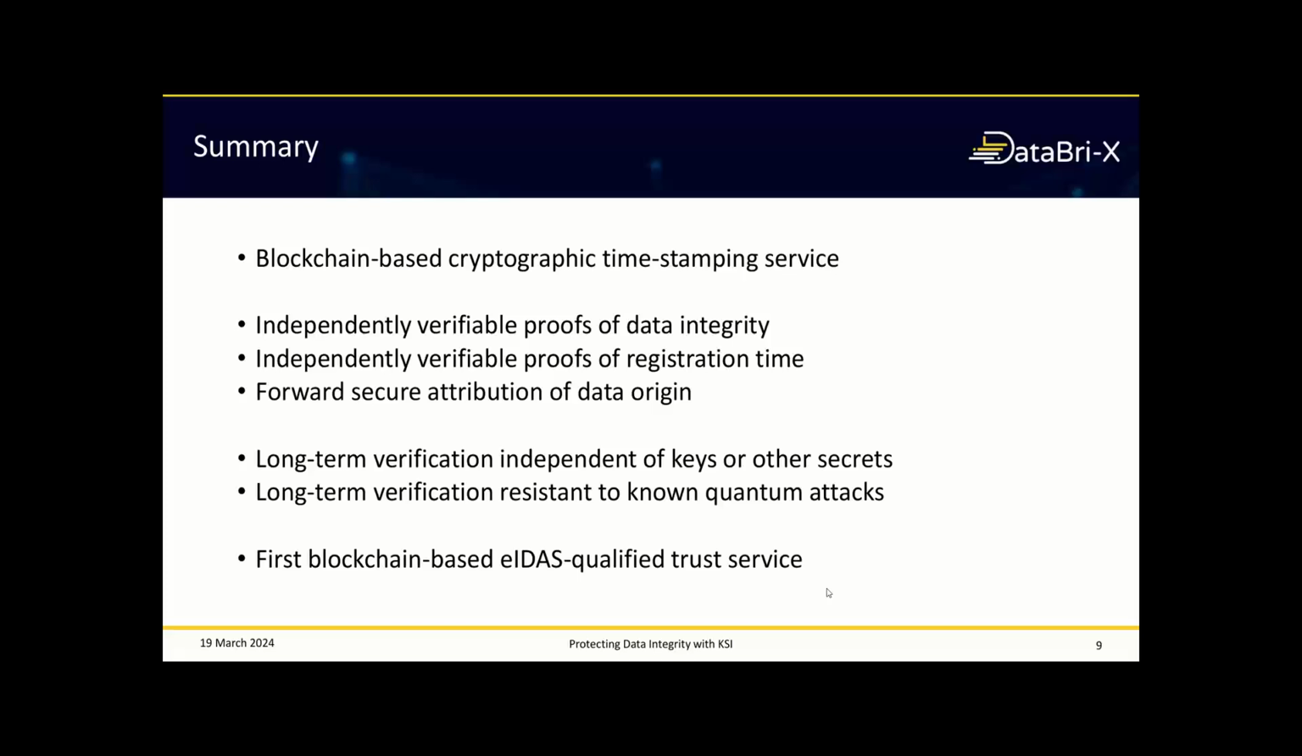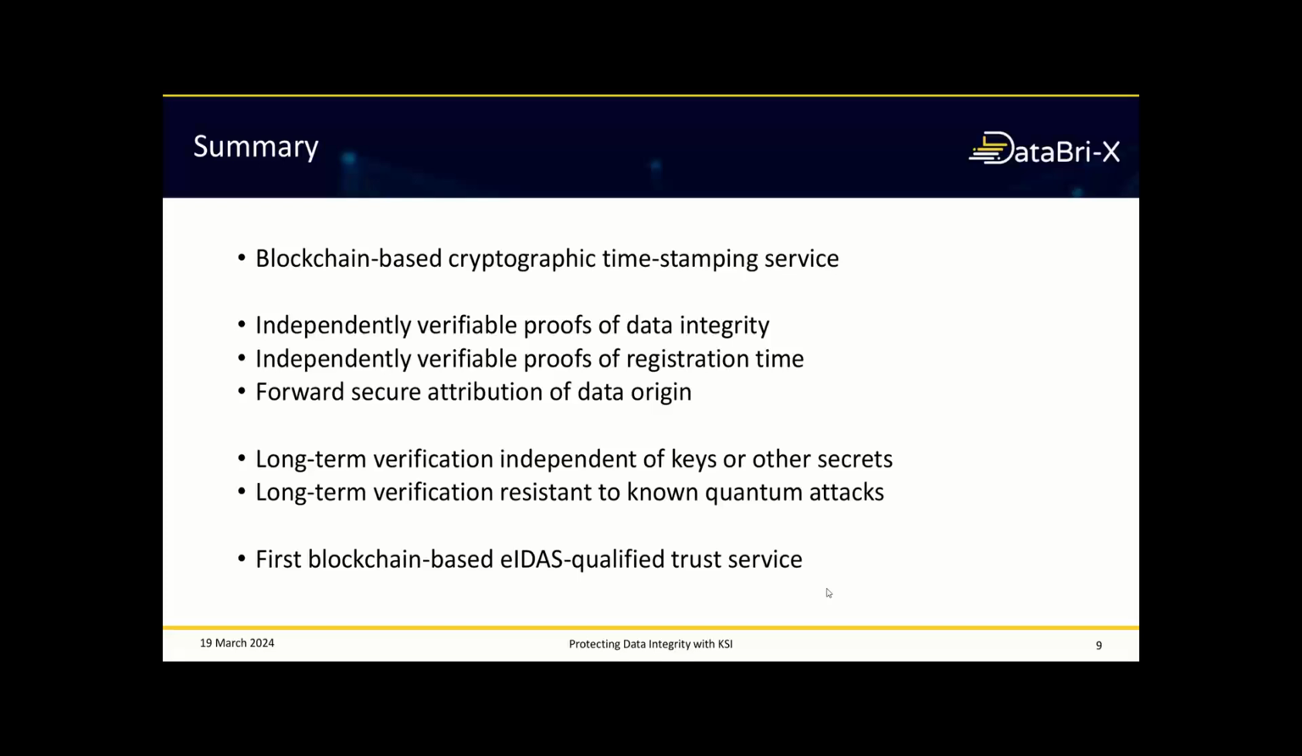The attribution of data origin, the inclusion of information about which client requested any particular timestamp token, is still trust-based. The server verifies that the client has client authentication before issuing the timestamp and includes this information in the token. You cannot verify that the information was correct to begin with, but the client identity is included in the token in such a way that it cannot be tampered with or changed after the fact. So the attribution is trust-based, but the integrity of attribution is verifiable. It is forward secure. It cannot be changed after the fact.